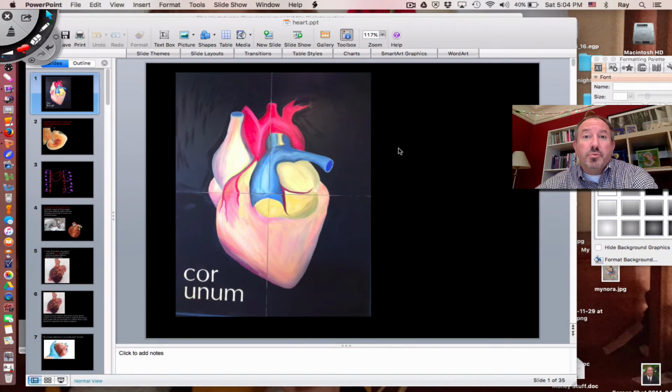And I just want to draw your attention to this painting right here. This painting is actually hanging in my lab room, and it's special to me because one of my daughters painted it, and it says down here, if you can see this, cor unum, which is Latin for one heart. The heart is a particularly special organ. I think we all know that.